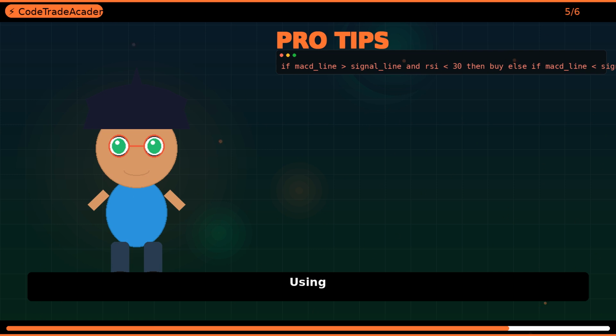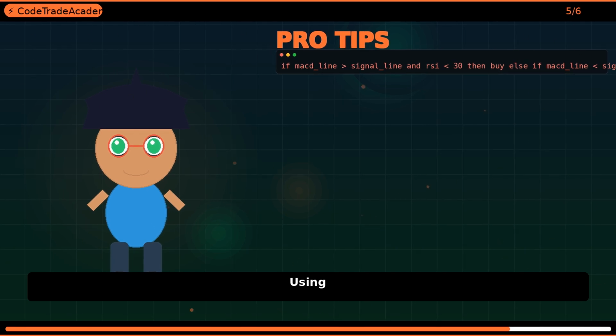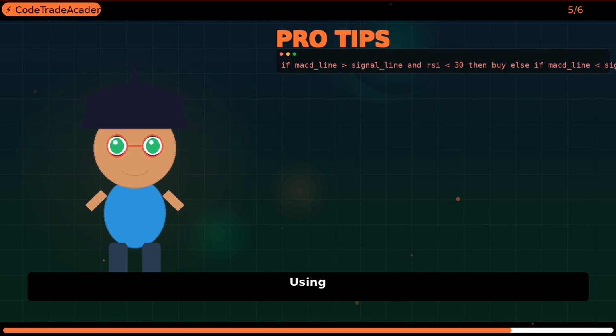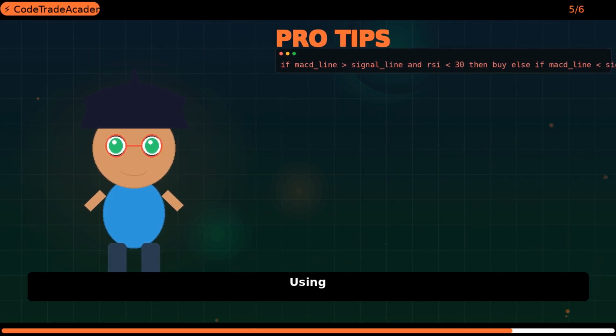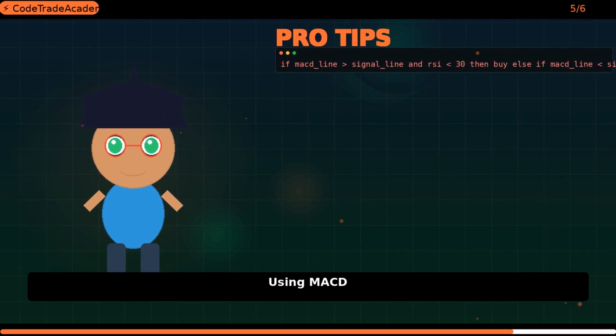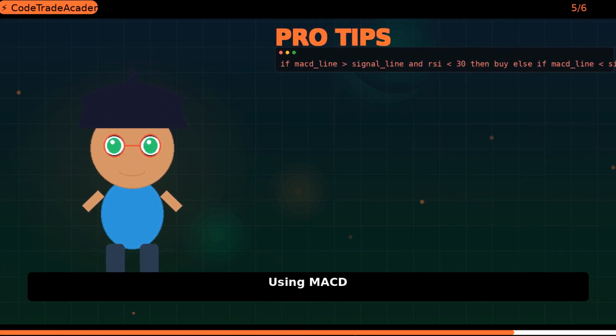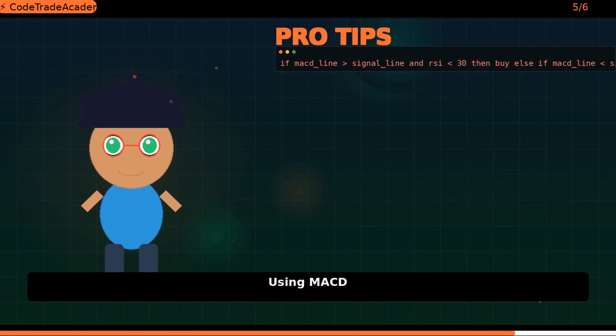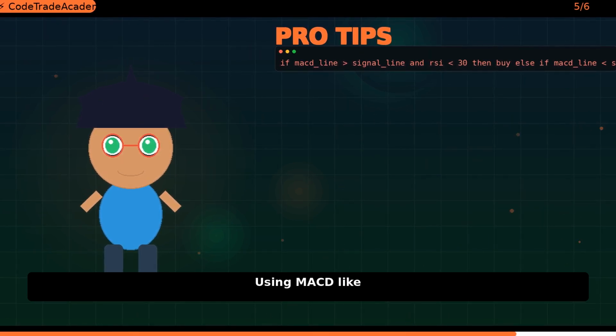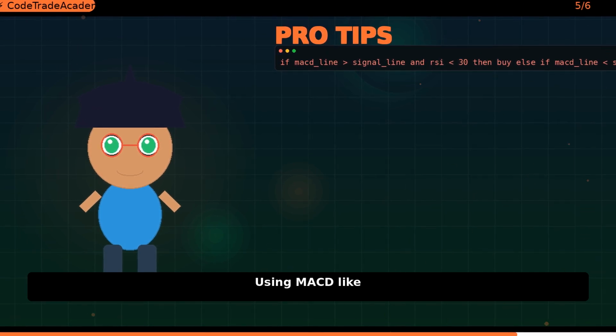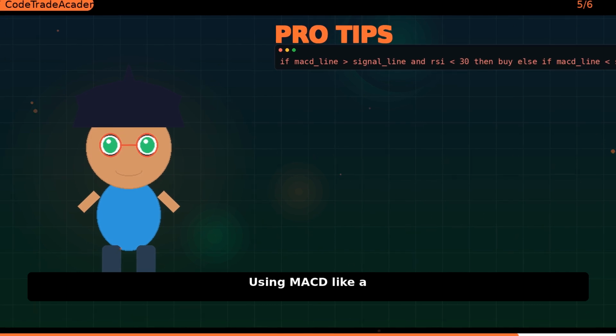Now, let's share some pro tips on how to use MACD like a pro. One of the most important things to remember is to use MACD in conjunction with other indicators. For example, you can use MACD with RSI to identify overbought and oversold conditions. You can also use MACD with moving averages to identify trends. Another tip is to use different timeframes to get a broader view of the market. For example, you can use a 1-hour chart to identify short-term trends, and a daily chart to identify long-term.